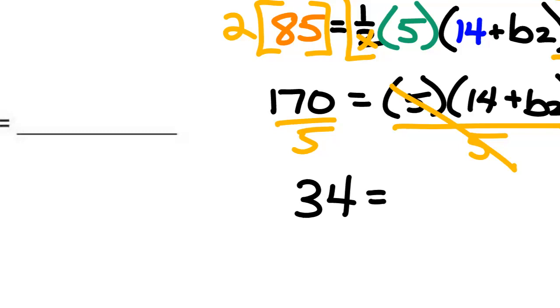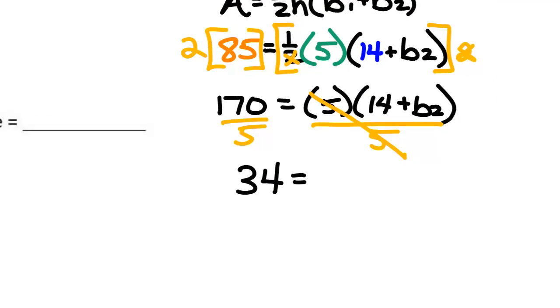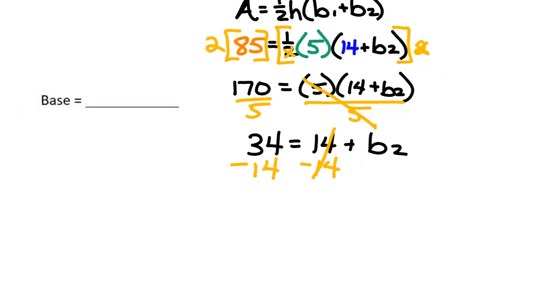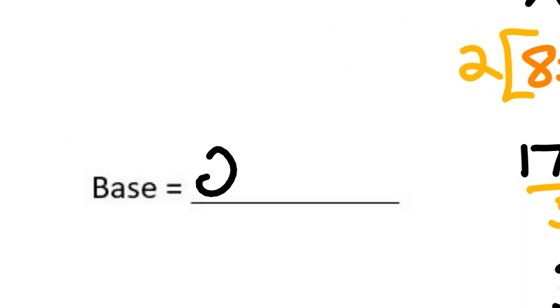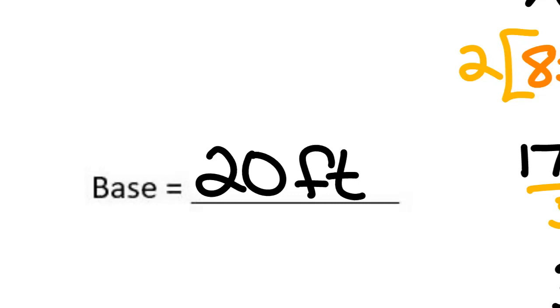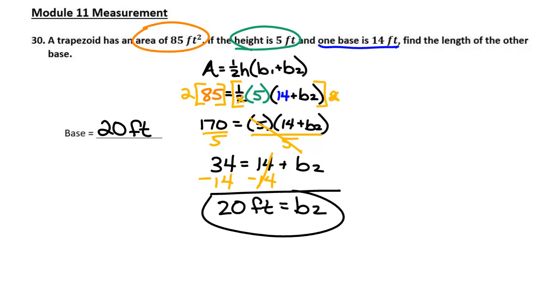So 34 equals. Now over on the right, I don't need the parentheses anymore because there's nothing else over there except this addition, 14 plus base 2. Then I subtract 14 from both sides. What is 34 minus 14? 20. And what kind of units should I put with that? Feet. All right. What else are we looking at?